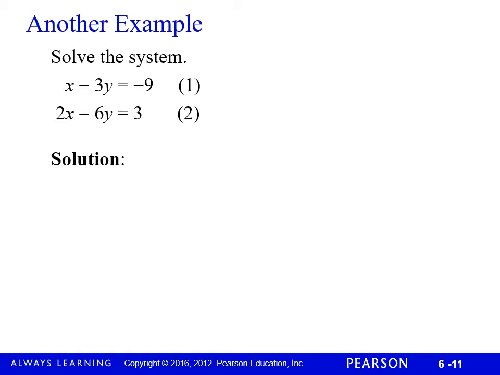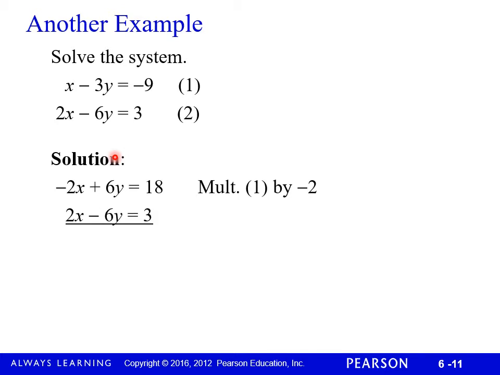So let's solve another system. Okay, here we have x minus 3y equals -9. 2x minus 6y equals 3. Well, if I want to get rid of the x's, I'm going to multiply the first equation by -2, because I have a positive 2 here and a 1 there. So if I multiply the first equation by -2, I can now add the second equation to it and get rid of the x variables. But something weird happens here, and that is that I also got rid of the y variables. And that's a bit of a problem, okay?